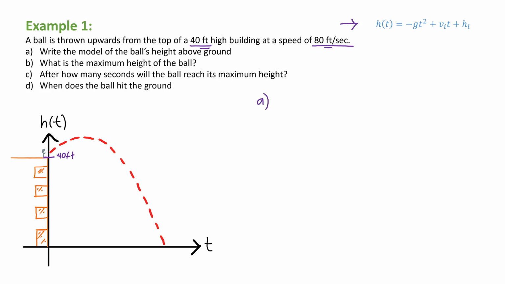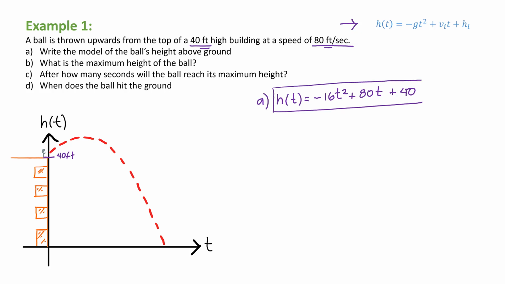The function of height at a specific time equals minus g, which is minus 16t squared, plus the initial velocity times t, which is 80t, plus the initial height, which is 40. Okay. So this is the model of the trajectory of the ball that was thrown from the top of the building.